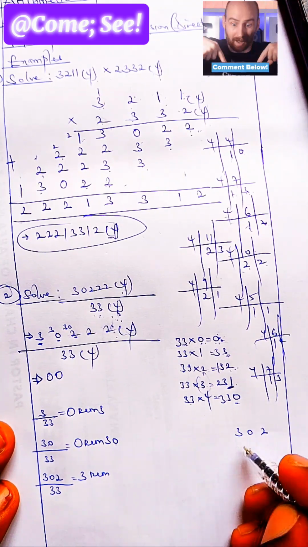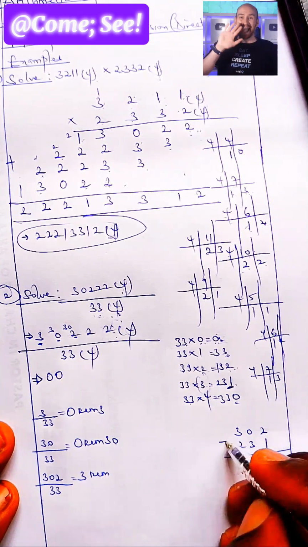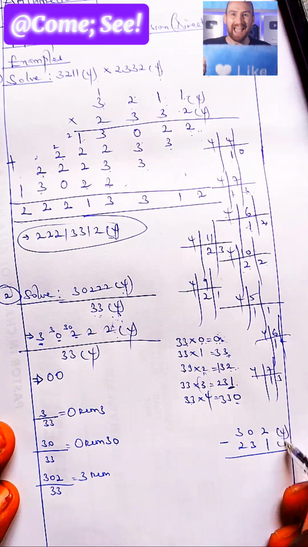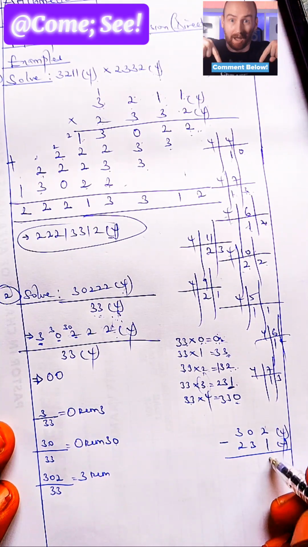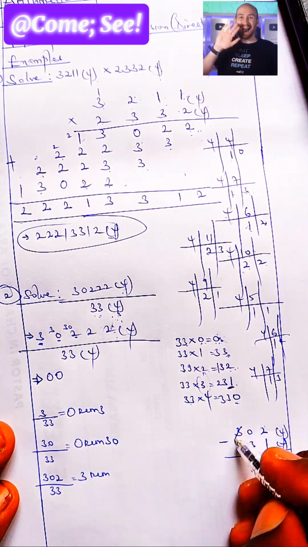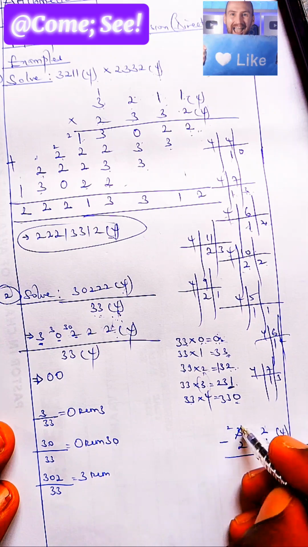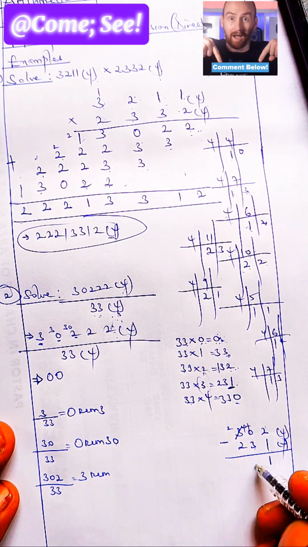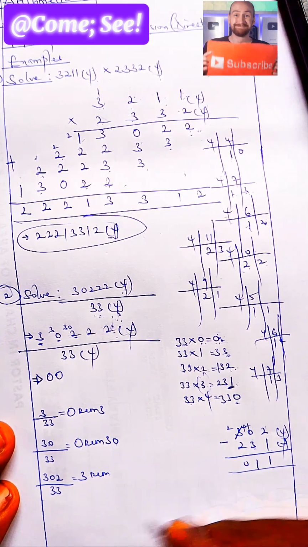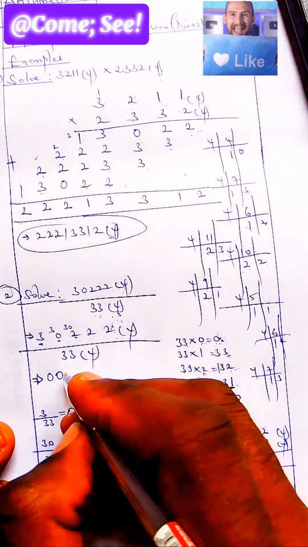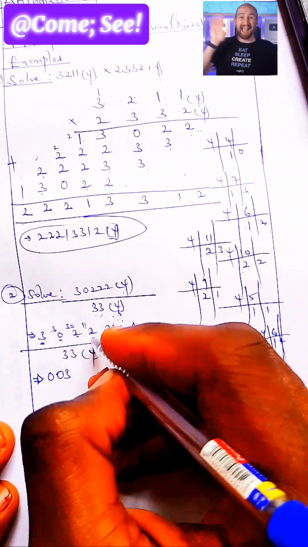302 minus 231. They are both in base 4. You're very much aware of that. 2 minus 1 is 1. 0 minus 3 is not possible. We'll borrow from here, 2. Add your 4 here. 4 minus 3 is 1. So that's 3 remainder 11. Write your 3. We have remainder 11.